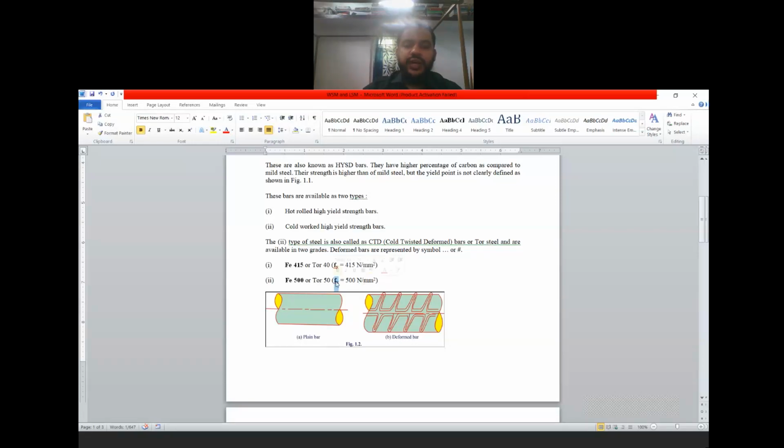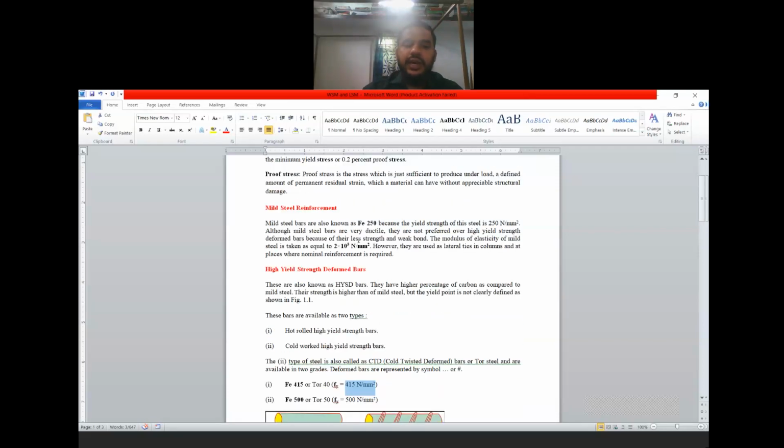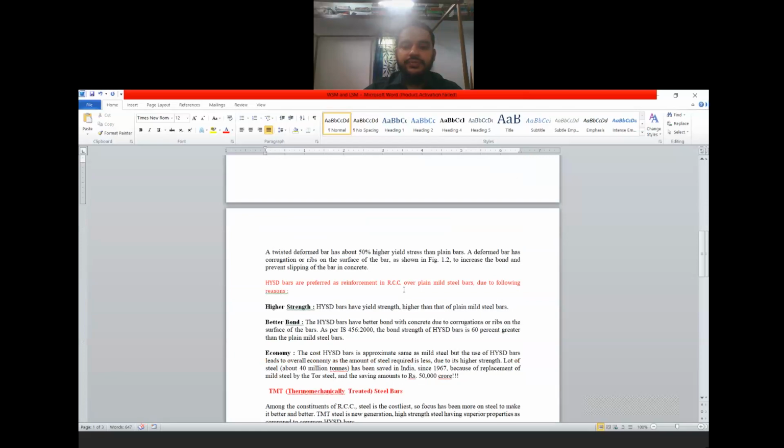And what is this Fy? F means stress. This Y means yield. F for stress and Y for yield. That means yield stress. For Fe 500 grade of steel, your yield stress will be 500. For Fe 415, yield stress will be 415. And for Fe 250, Fy value will be 250 Newton per millimeter square. Okay, I hope all of you have understood this one.